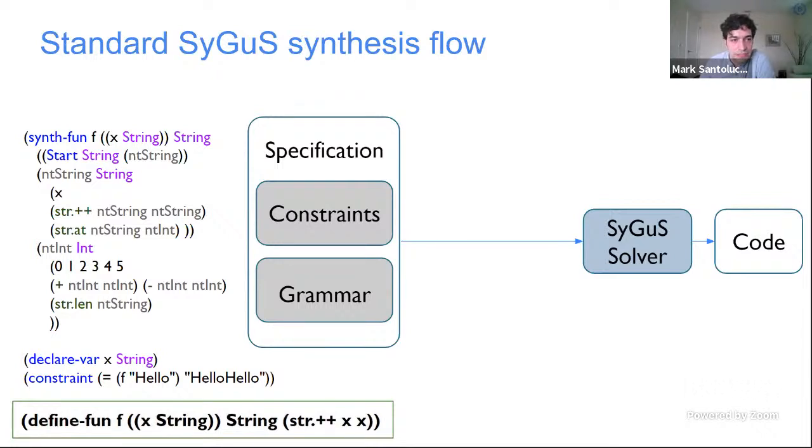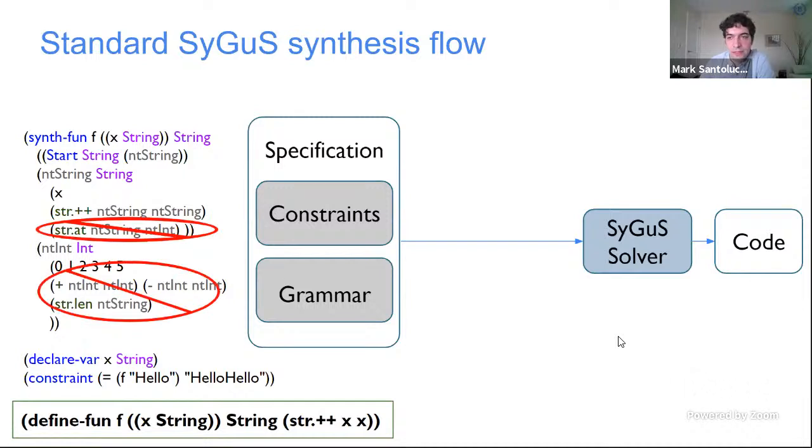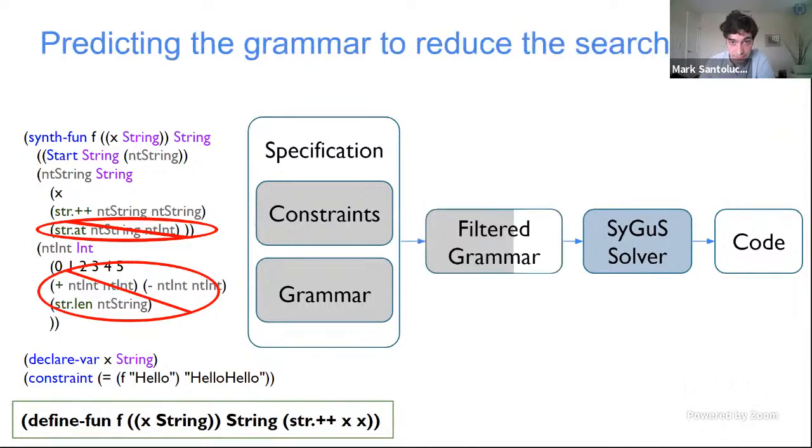Now, what's interesting is if you take a look at the grammar, we didn't actually need 90% of this grammar. We only needed a small portion of it. So the question is, can we predict ahead of time what parts of the grammar we don't need and statically minimize that grammar in order to shrink our search space? So what we're going to do is try and take our specification and then construct a filtered grammar.